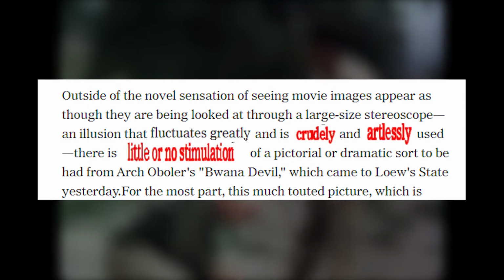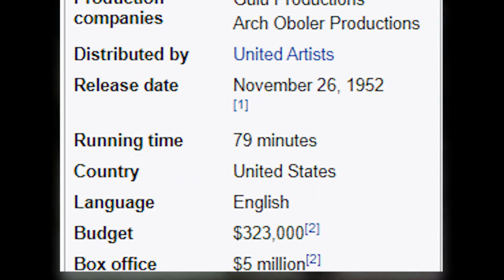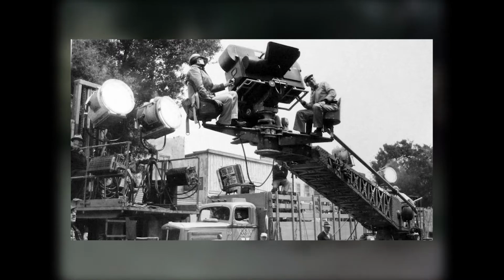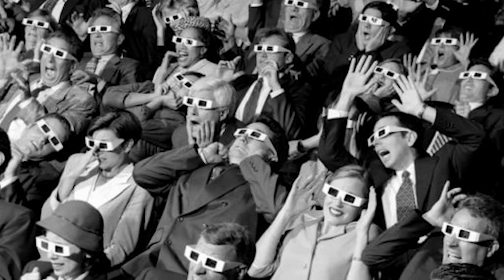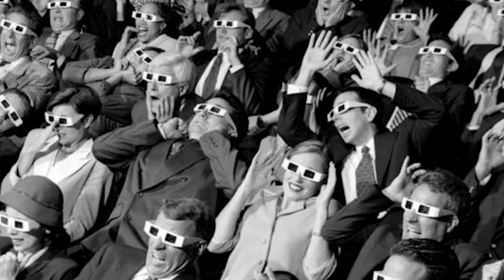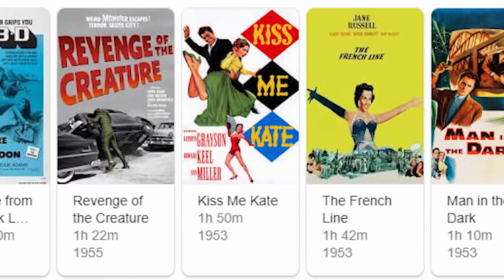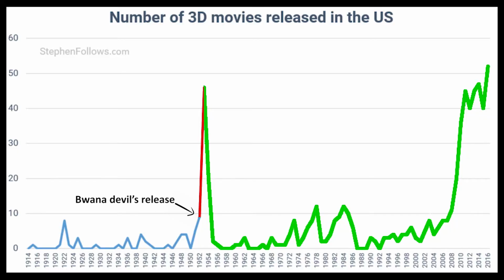Bwana Devil. While panned by critics at the time, Bwana Devil was a great financial success off the back of the technical feat of 3D in color alone. This movie was the first time a somewhat mainstream audience was wowed by stereoscopic 3D. And like popular things tend to do, it spawned a litany of copycats.